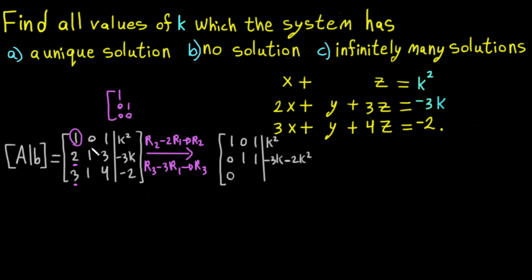3 minus 3 times 1, which is 0. 1 minus 3 times 0, which is 1. 4 minus 3 times 1, which is 1. Minus 2 minus 3 times k squared, which is minus 2 minus 3k squared.